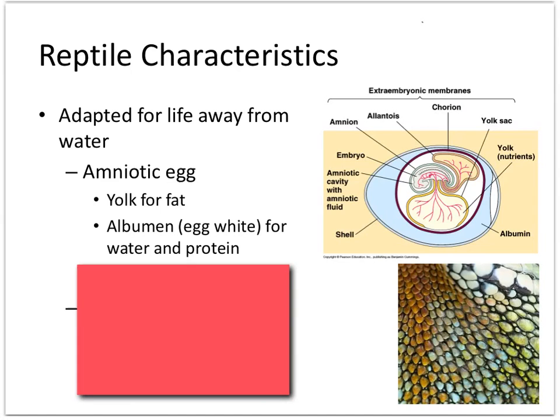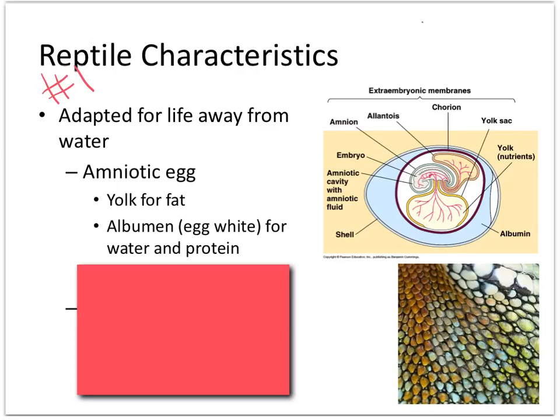So the two main characteristics that define reptiles are really adaptations for their life away from the water. You remember amphibians are tied to the water. They have to come back to the water at least to reproduce. Reptiles do not. They can be totally away from the water. And they have two main adaptations that allow them to live life away from the water.